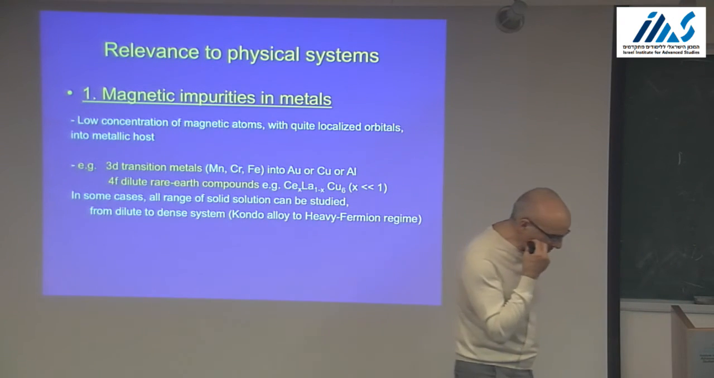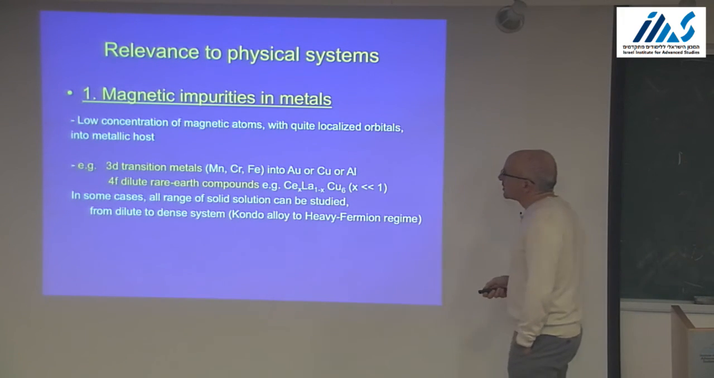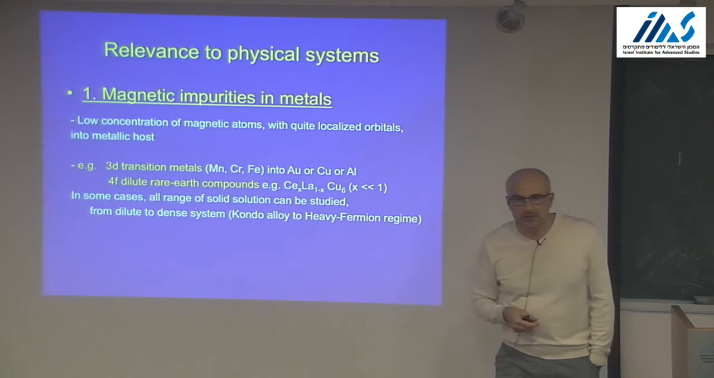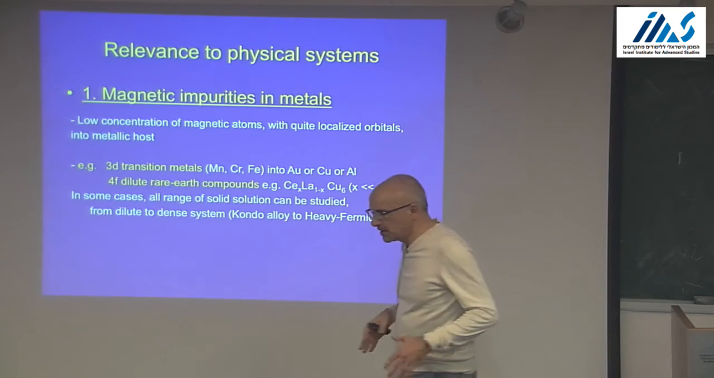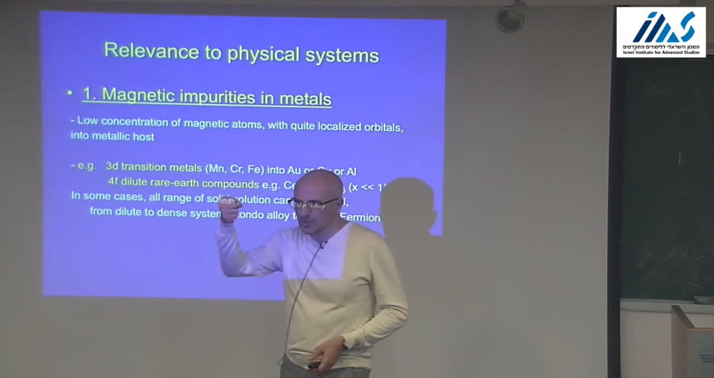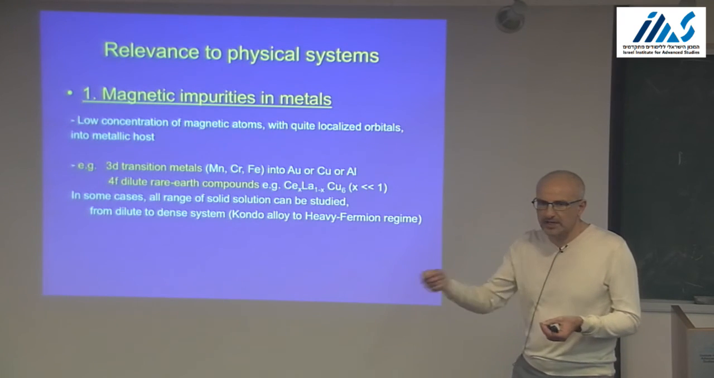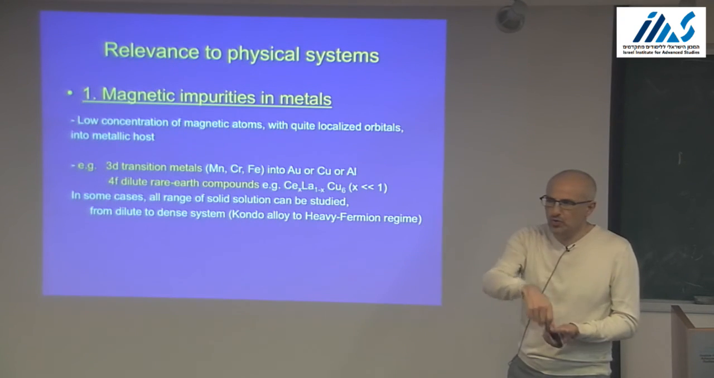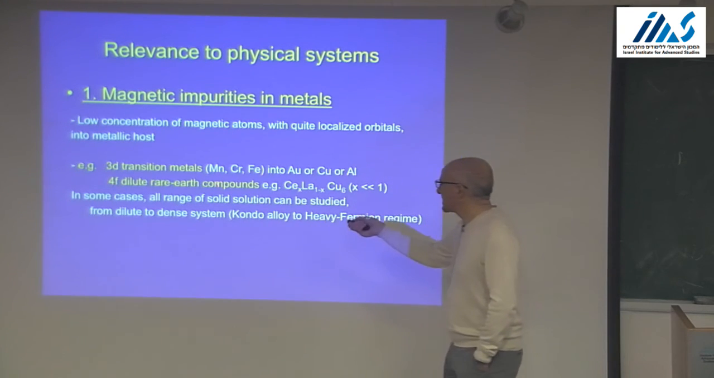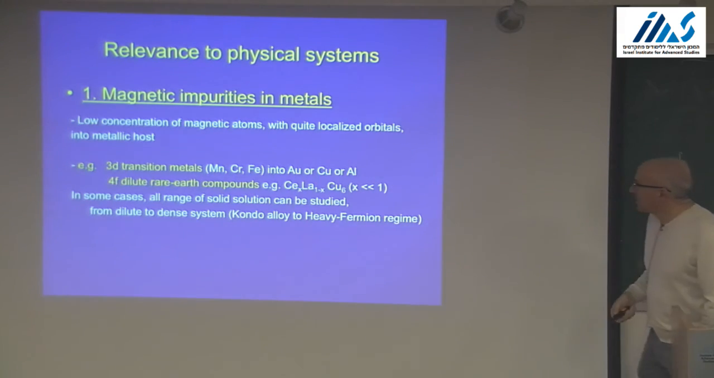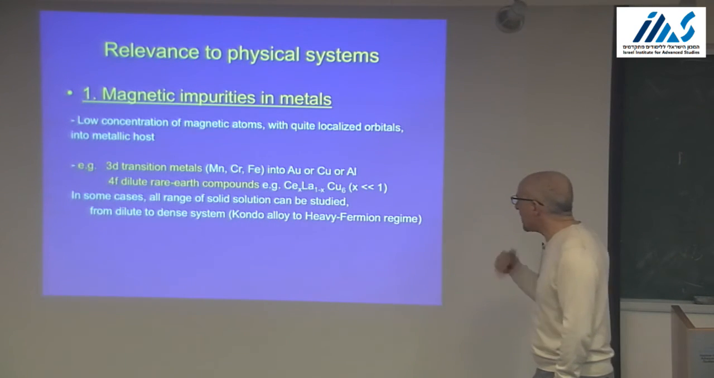Historically, it was introduced in the 60s to describe magnetic impurities in metals. So the idea is that you have a conduction electron C, and you add one, for example, transition metal, and you envision the possibility of an electron from the conduction band going to your transition metal shell. So a classic example is manganese in copper, and there are many other examples.